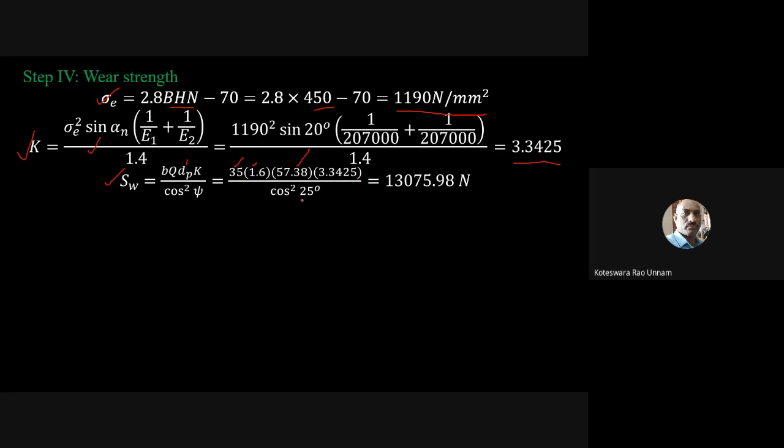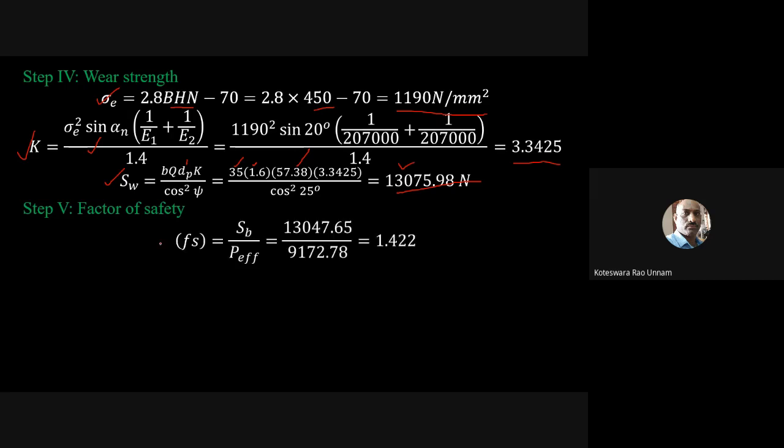Then cos square 25 degrees. From that you'll get your wear strength as 13,075.98. Once you have beam strength as well as wear strength, you can substitute and calculate the factor of safety, because we already know the effective force also. We already calculated P effective also.